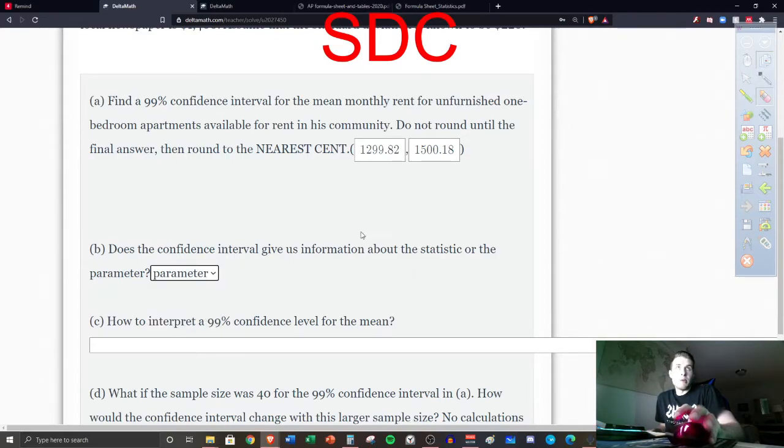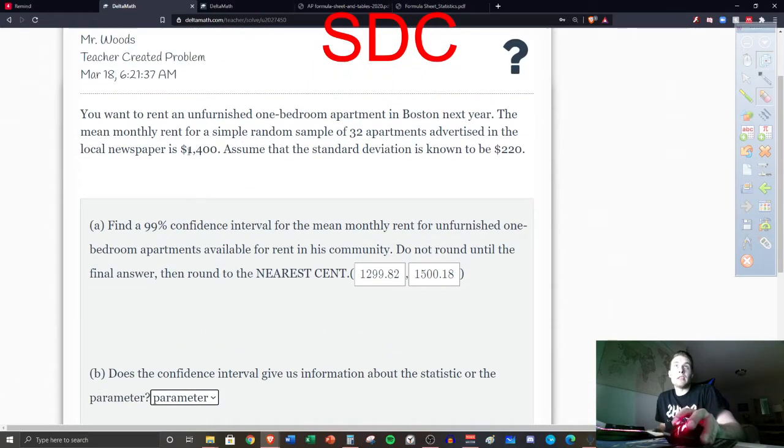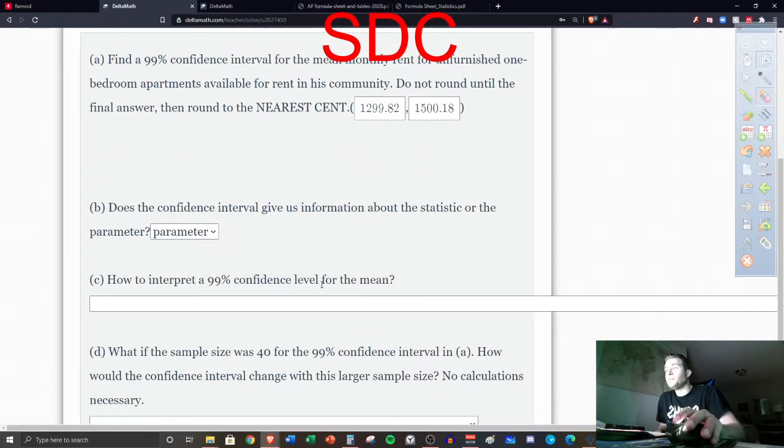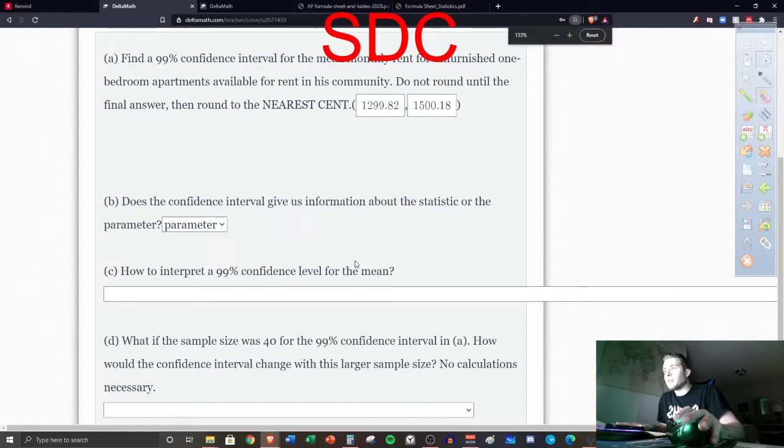The answer is parameter. Statistic would be this 1,400, right? We don't need information about that. We know what it is. These intervals, the whole point of them is to make an estimate for the population parameter. We want to know that value, the population mean, right? So that is the parameter. That's what every interval is trying to do. It's trying to guess. Okay, now I kind of have to zoom out a little bit on this one.